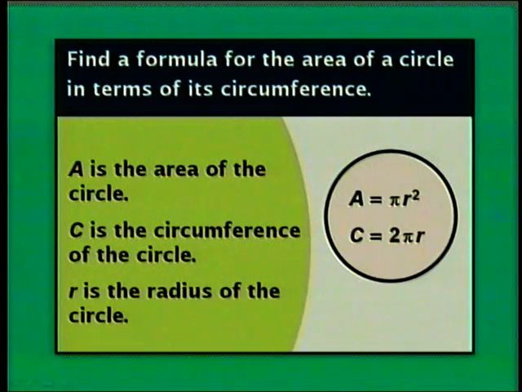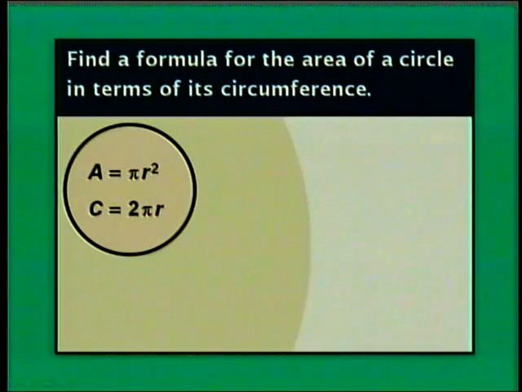Now what we want to do is take this formula A equals pi r squared and massage it so that on the right side of the equal sign, rather than having the variable r, we have the variable C. Let's give ourselves some room. Let's look at these two formulas. What do they have in common? They both have the variable r in them.